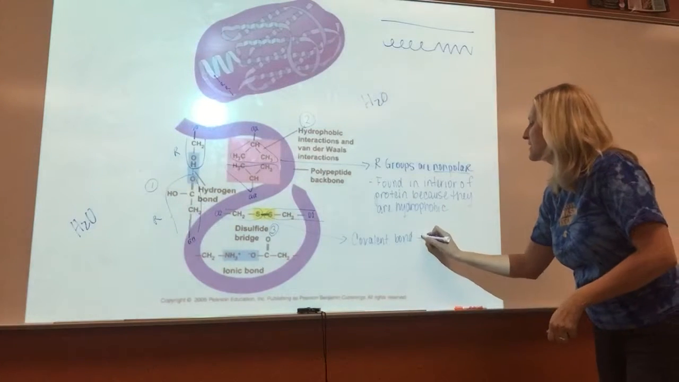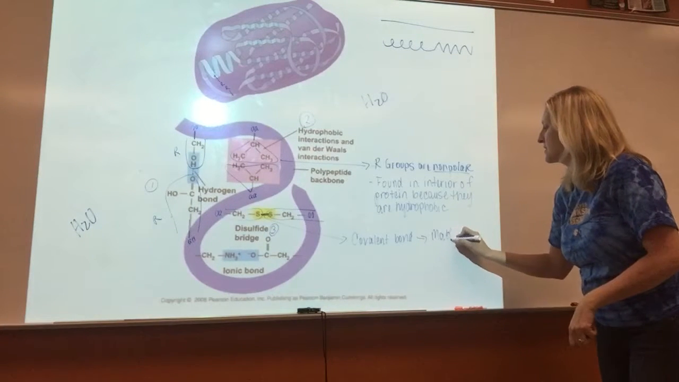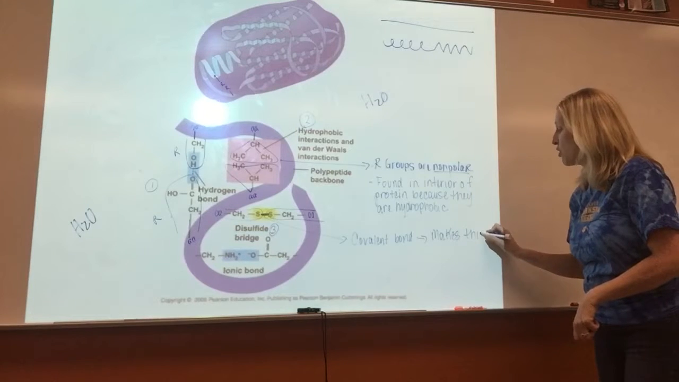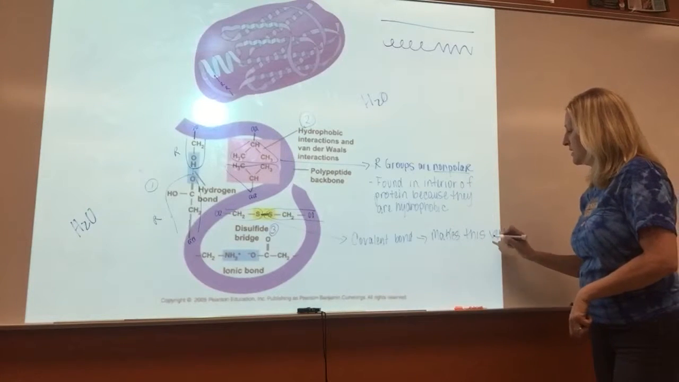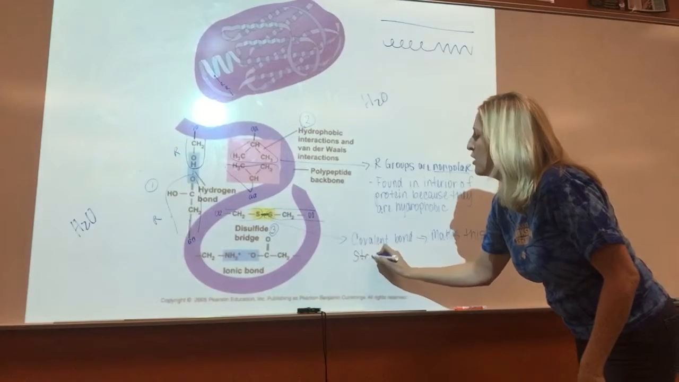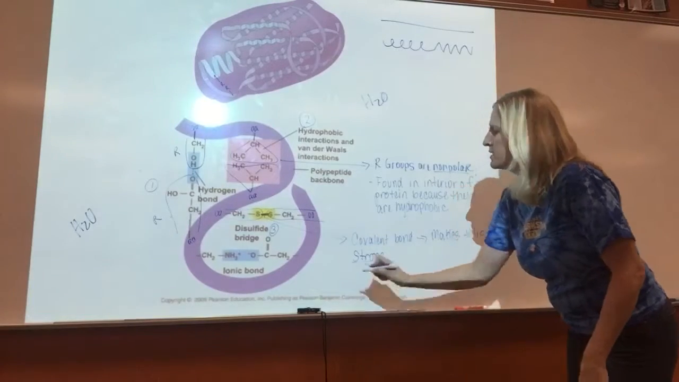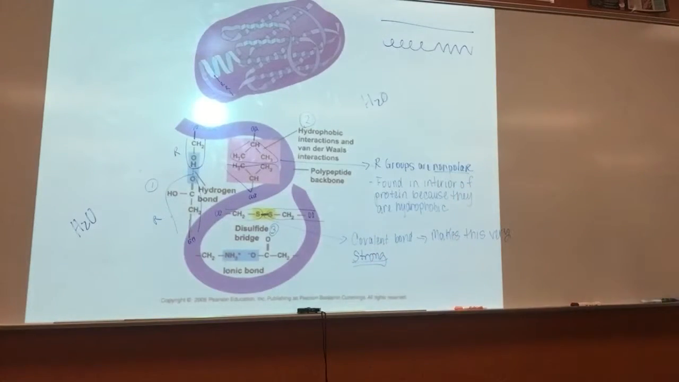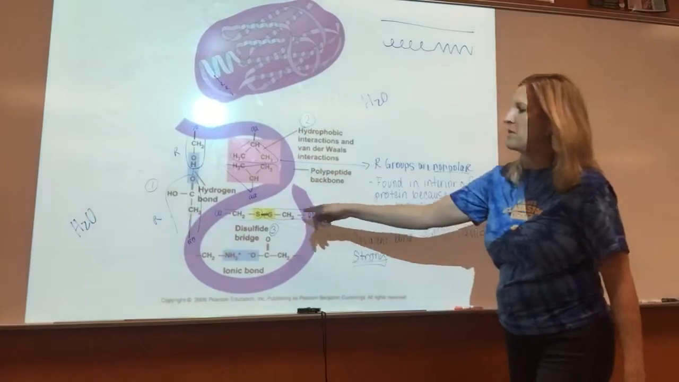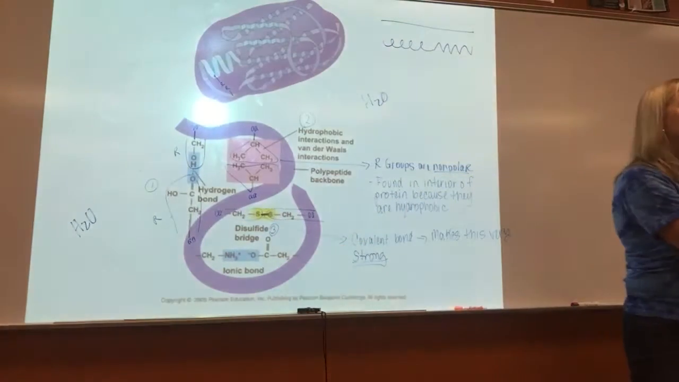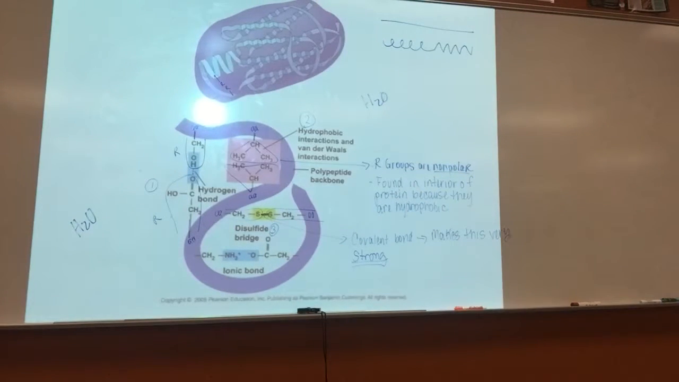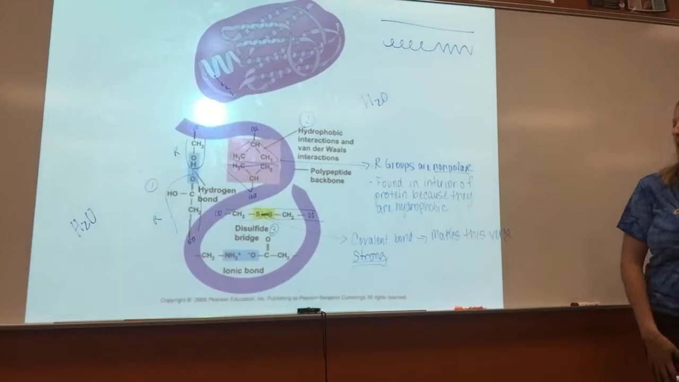So this makes this very strong. So proteins that have a lot of these disulfide bridges are really, really tough proteins. So the horns of animals, all right, I have that in there. They're very, very tough. They have a lot of those covalent bonds. It's hard to break it down.